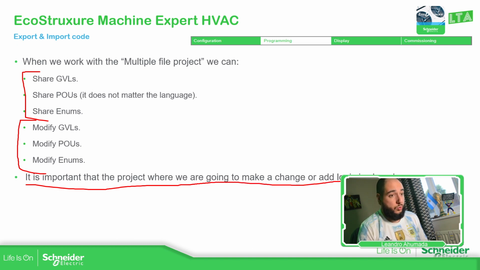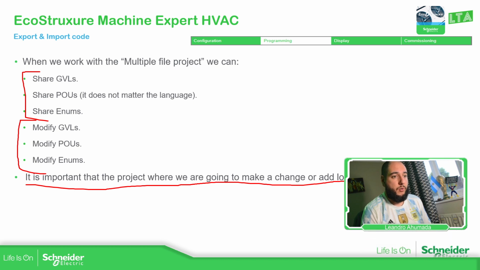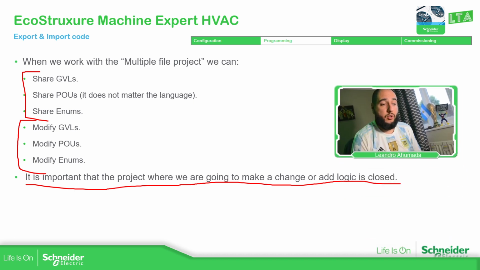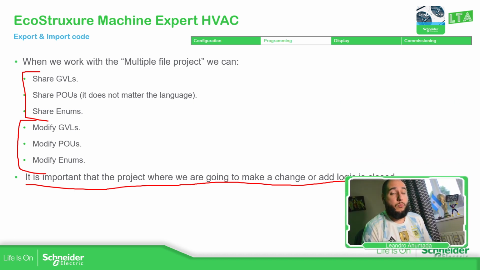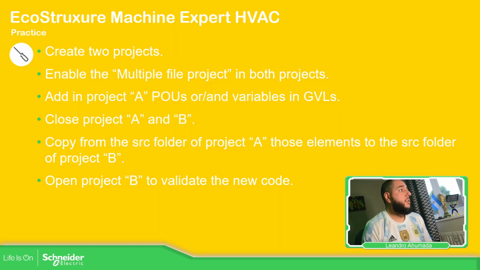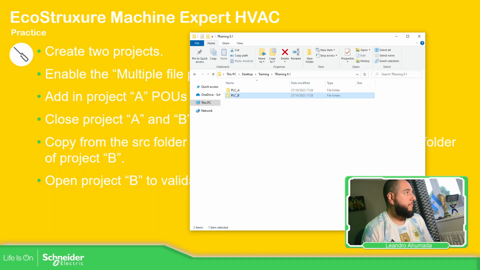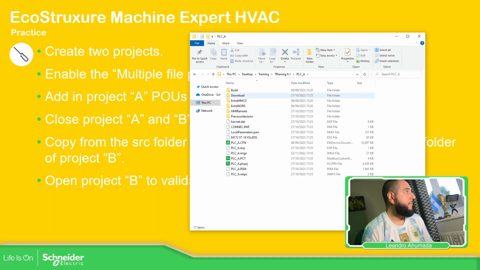Something important here is that the project where we're going to make a change, or the logic, is closed. So we need to make sure about that. The project is closed. I have already two projects, PLC A and PLC B, created, and let's enable this functionality. So if I go here, we have PLC A.